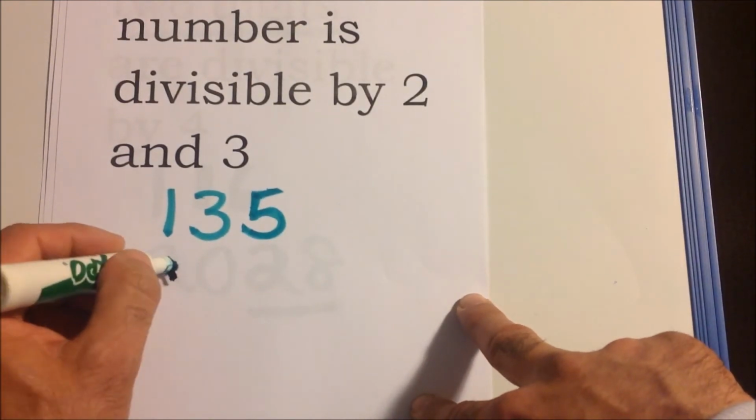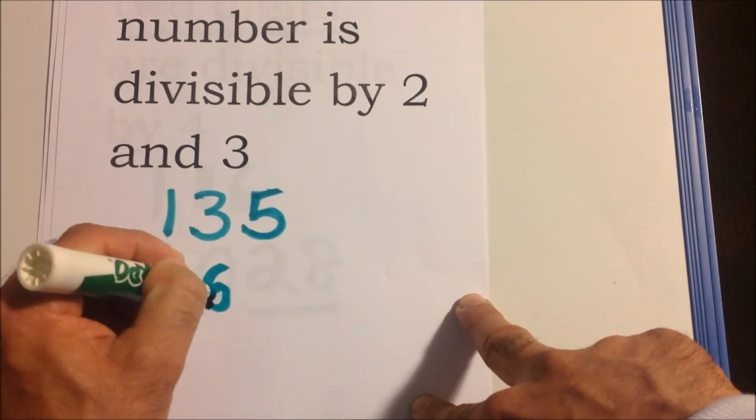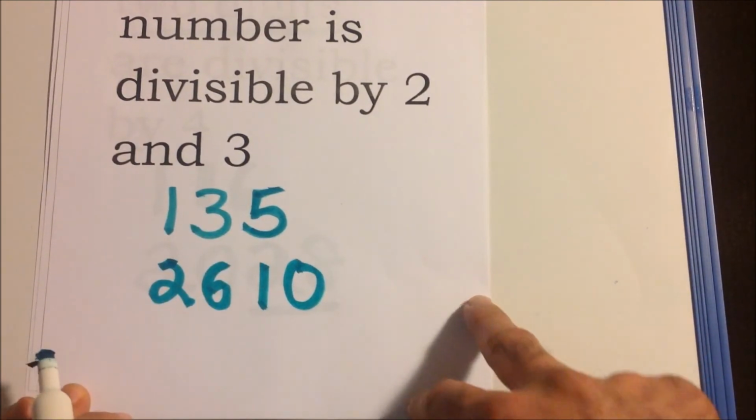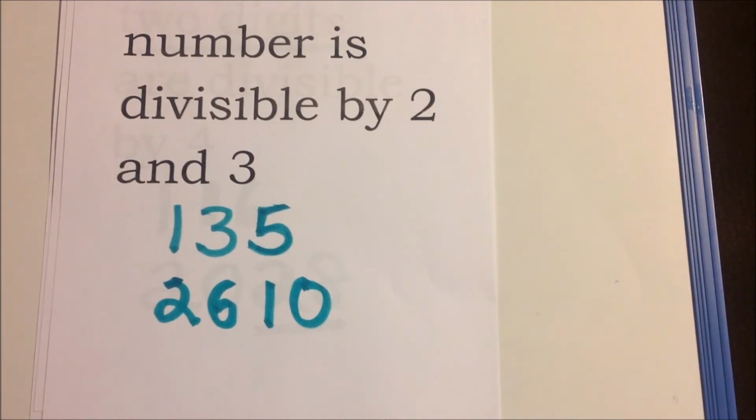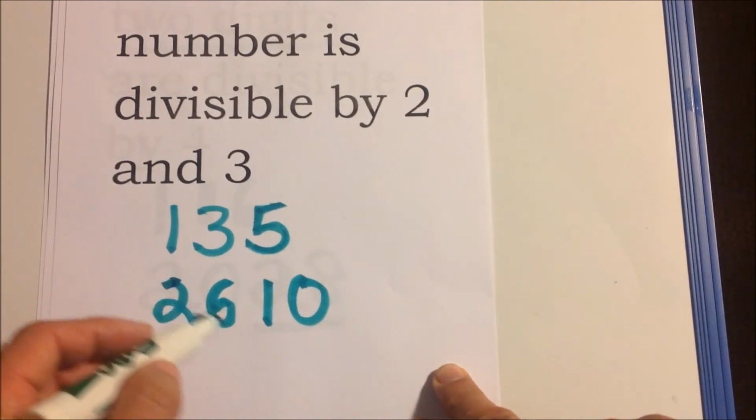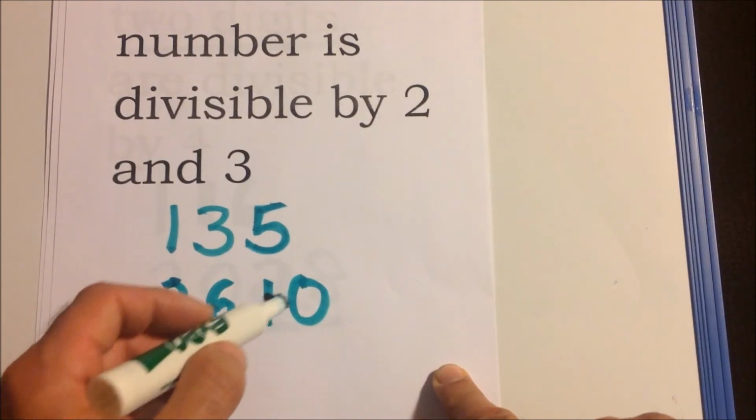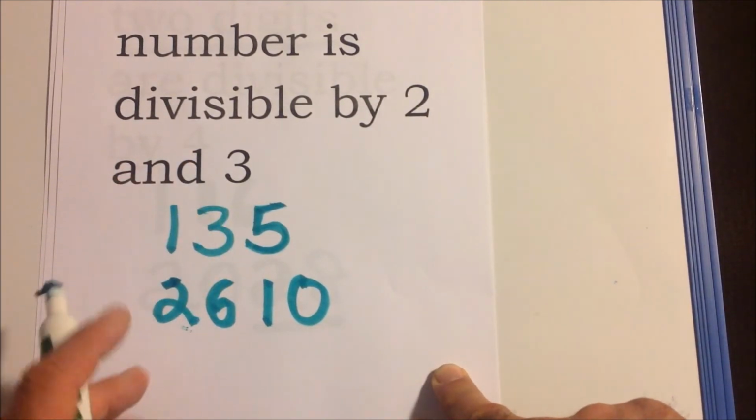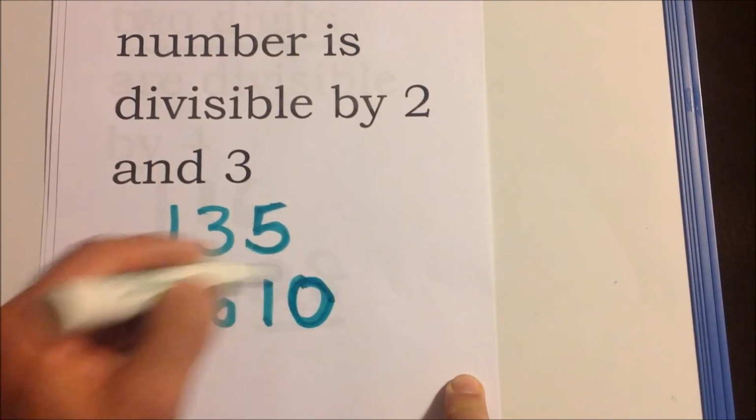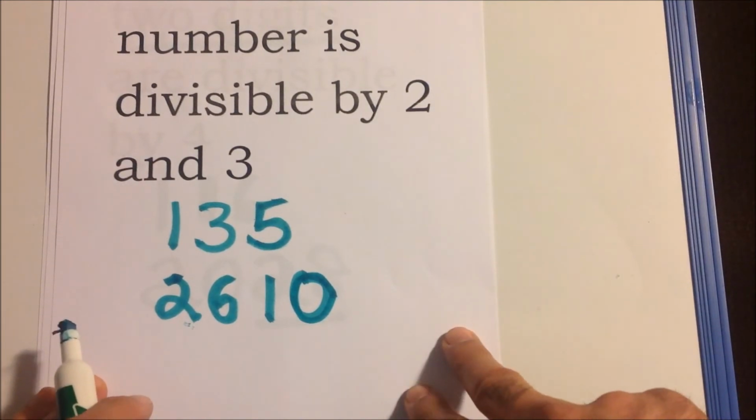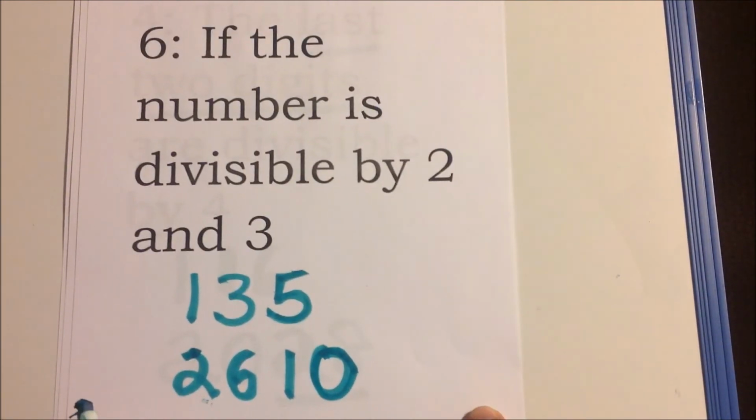So let's put another example here. What if I had this number, 2,610? Let's look at 3. Will 3 go into 2,610? And will 2 go into it? So what do you think? Well, let's check 3. Let's add them up. 6 plus 2 is 8. 8 plus 1 is 9. And 9 plus 0 is 9. So 3 goes into 2,610. 2 goes into it because you have a 0 at the end. It's even. So since 2 and 3 go into 2,610, 6 will go into it.